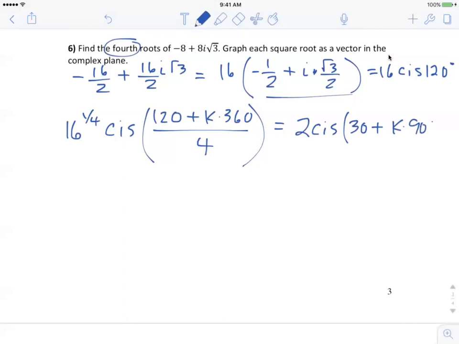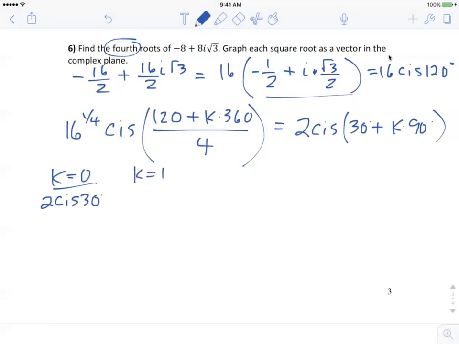90. I should say that more confidently. 90. Okay, and there we go. Now, how many times am I going to be plugging in k's? Four of them, right? K equals 0, I get 2 cis 30.